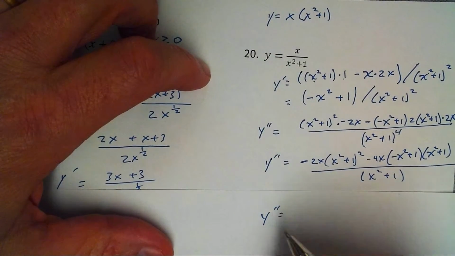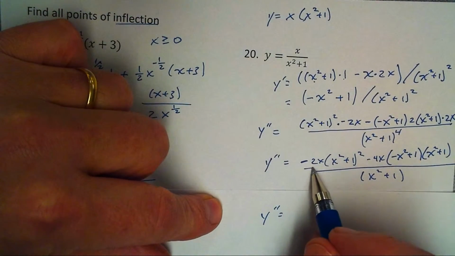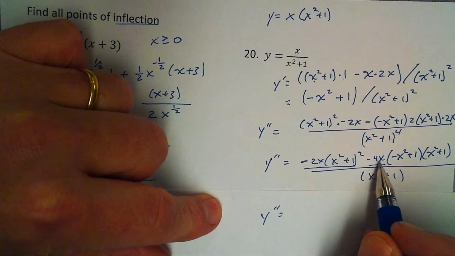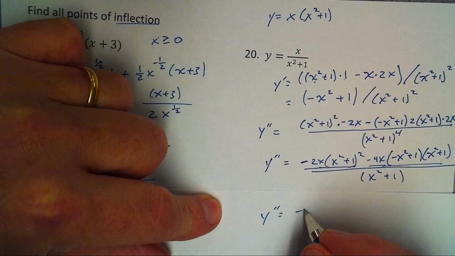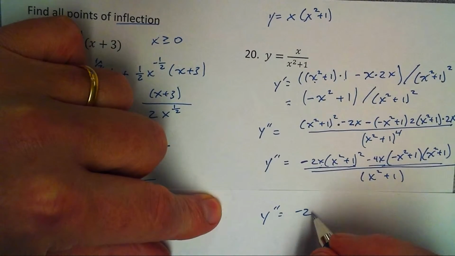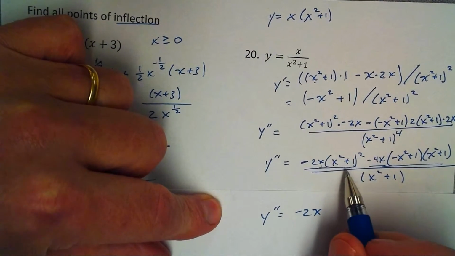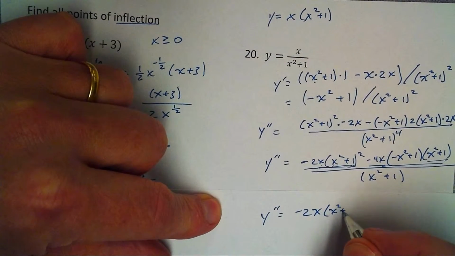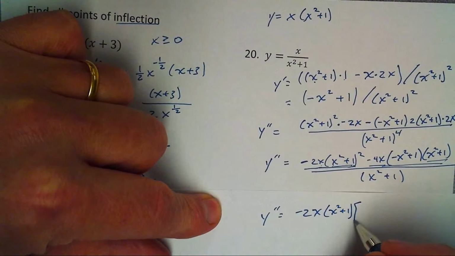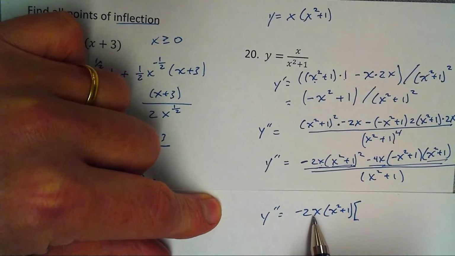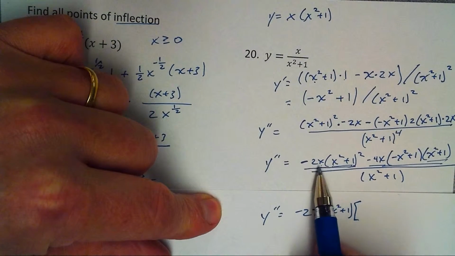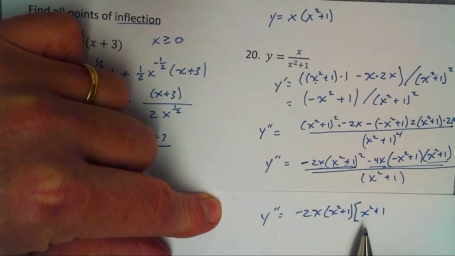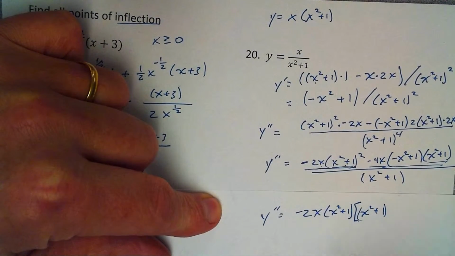Y double prime equals, from this first term, I can take out a negative 2, and I can take out a negative 2 from this second term. So negative 2 comes out. They both have factors of x. They both have at least a factor of x squared plus 1. So to get from here back to here, I'm just missing an x squared plus 1 factor. Put it in parentheses just to emphasize that.